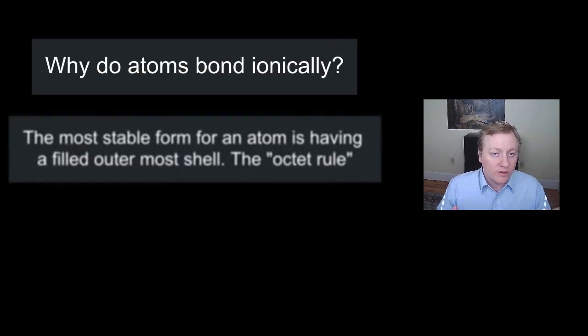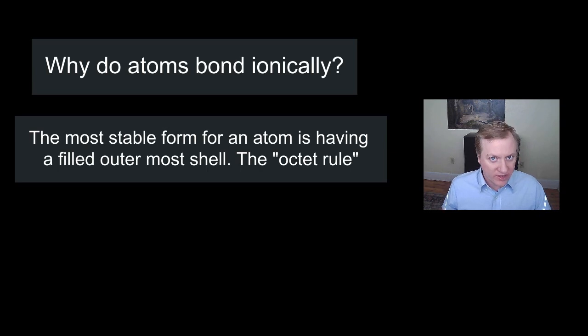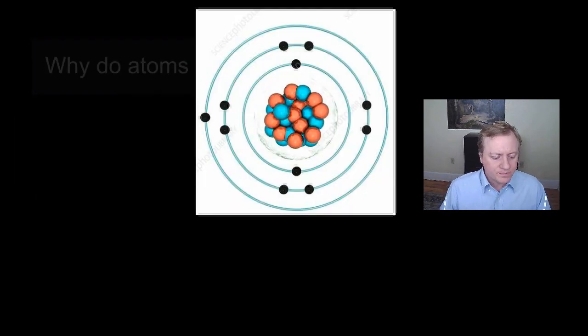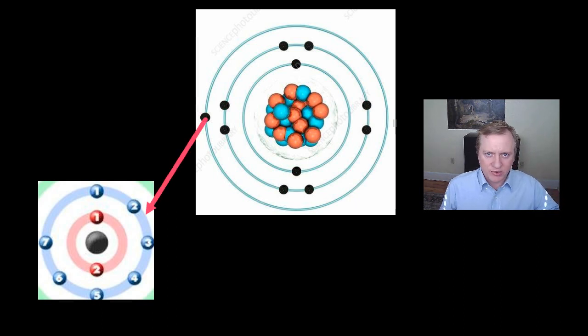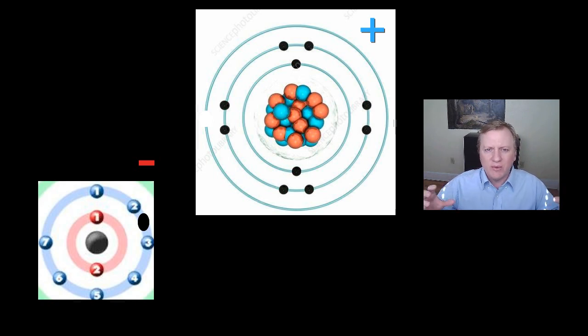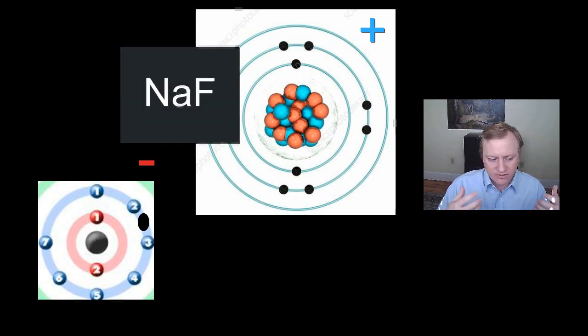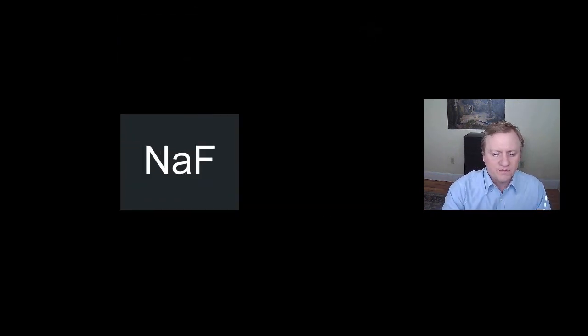Let's do a quick review of ionic bonding. Why did atoms bond ionically? Well, because they were unstable. Why were they unstable? They had the wrong number of electrons in their outermost shell, in their valence shell. And so one atom would give away an electron to another atom, and this would cause the atoms to change charge. And when they would change charge, they would stick together kind of like a magnet of different poles, okay?